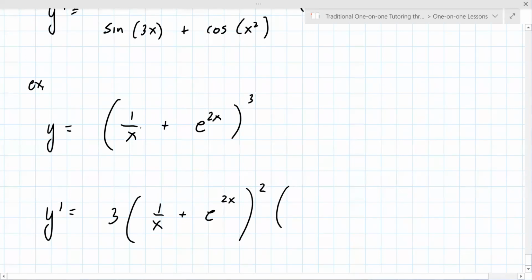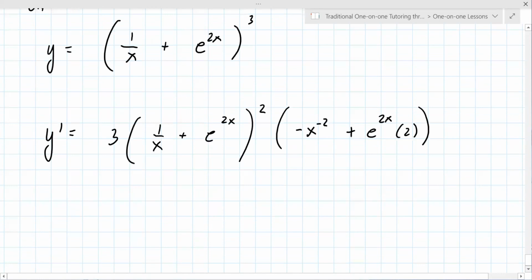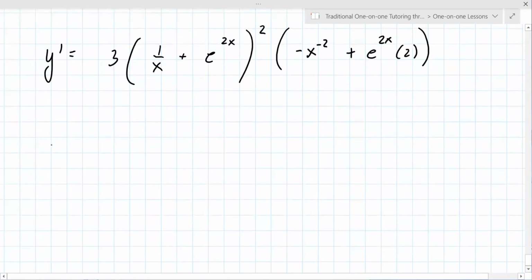Because negative x over negative 2. That's right. Okay, like this. That works. Plus, what's the derivative of e to the 2x? Itself, so e to the 2x. Then what's the derivative of 2x? Because there's a chain rule there. 2. Okay. All right. So now we can integrate.